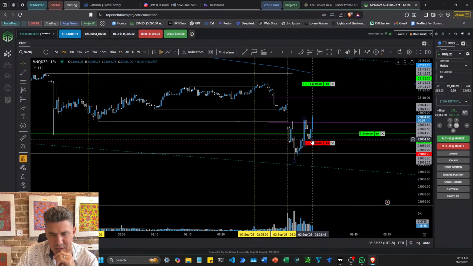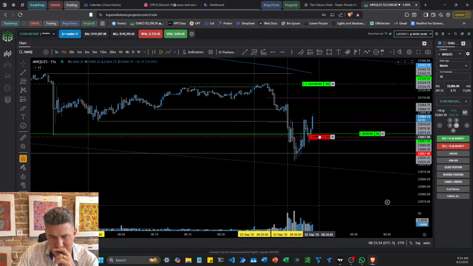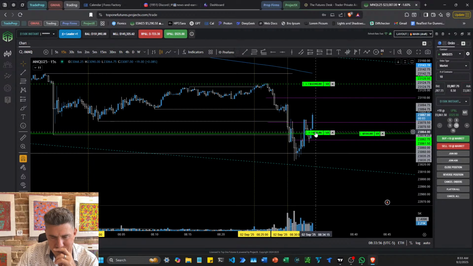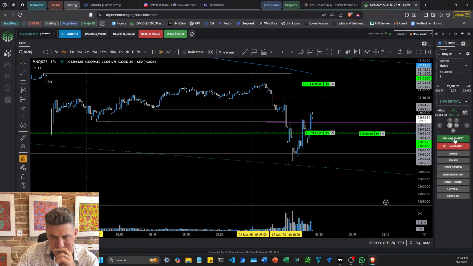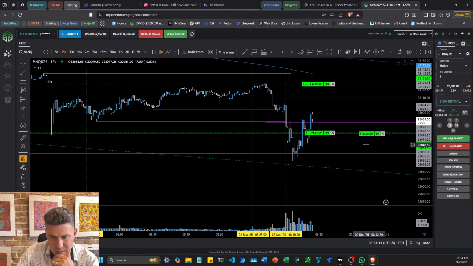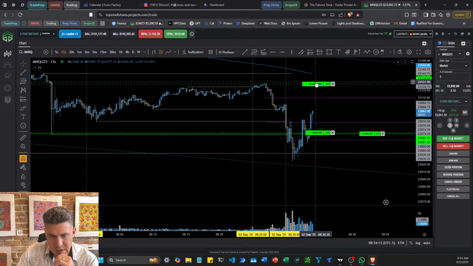I like this pullback right to the 50. Tempting to take 5 off there, half off there, but I'm gonna let this play out.